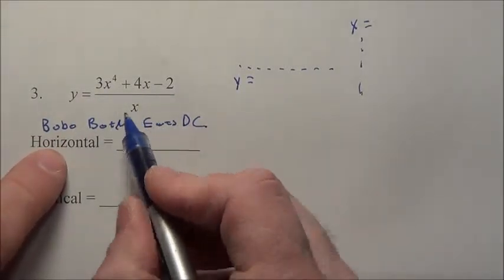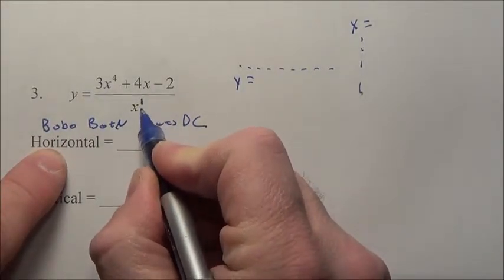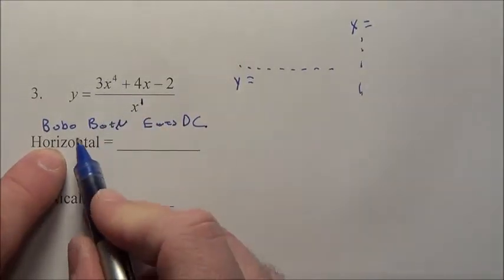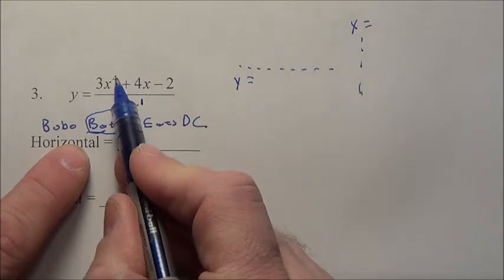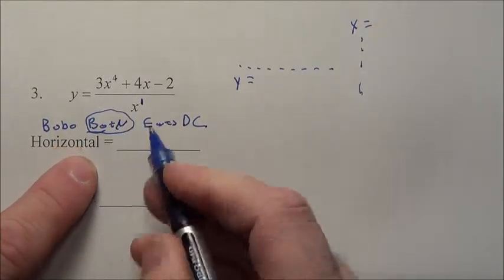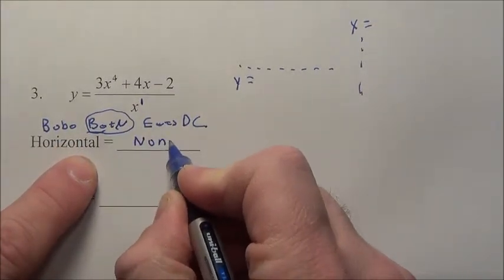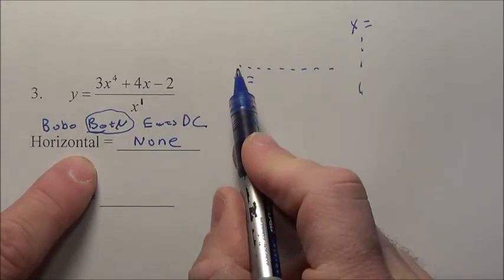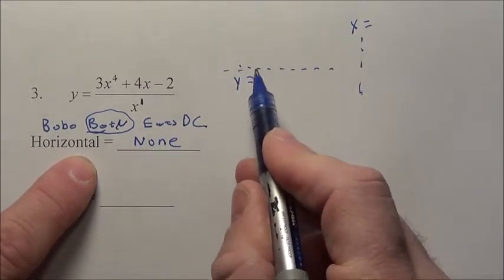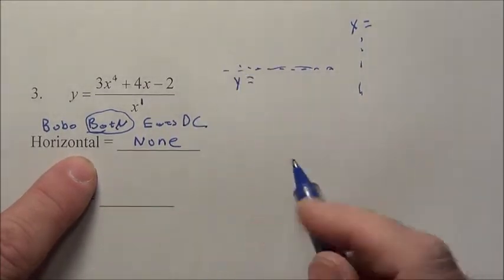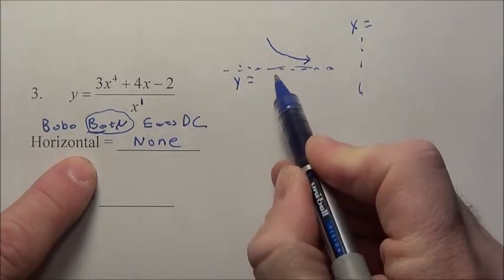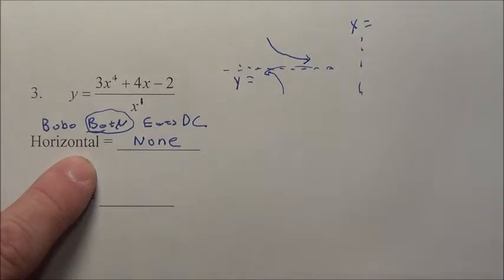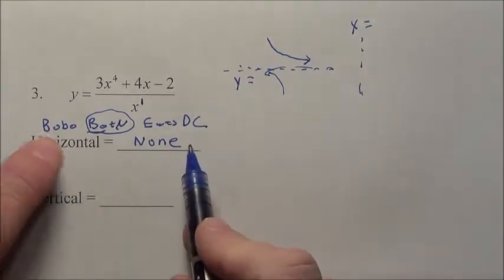So let's look at this guy. This guy's degree is 1. This guy's degree is 4. So in this case, it's bigger on the top. That exponent up there is bigger on the top. So in this case, there's no horizontal asymptote. We're not going to have any lines going across like that, breaking up our graphs with a line coming in and approaching it on either side. Okay, we're not going to have that in this situation. So we know we don't have any, none.